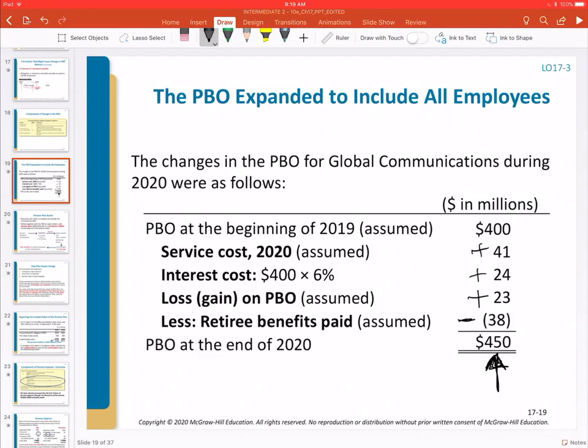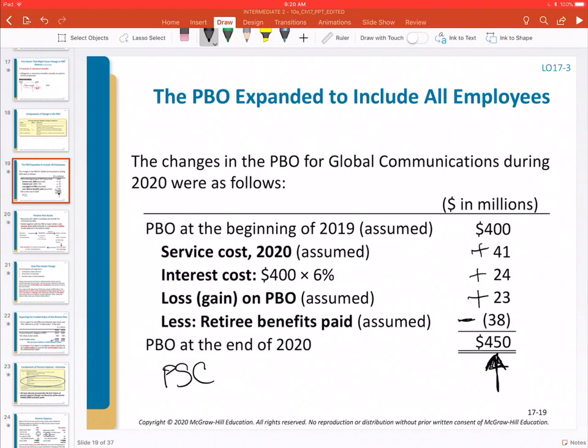But then we could take it a step further and actually make journal entries for each of these things, because in the previous examples that we were going through with Jessica Farrow, we learned how to make journal entries for service cost, interest cost, loss, and retirement benefits paid. We also learned how to make journal entries for prior service cost. It just so happens that in this example, there were no prior service costs.